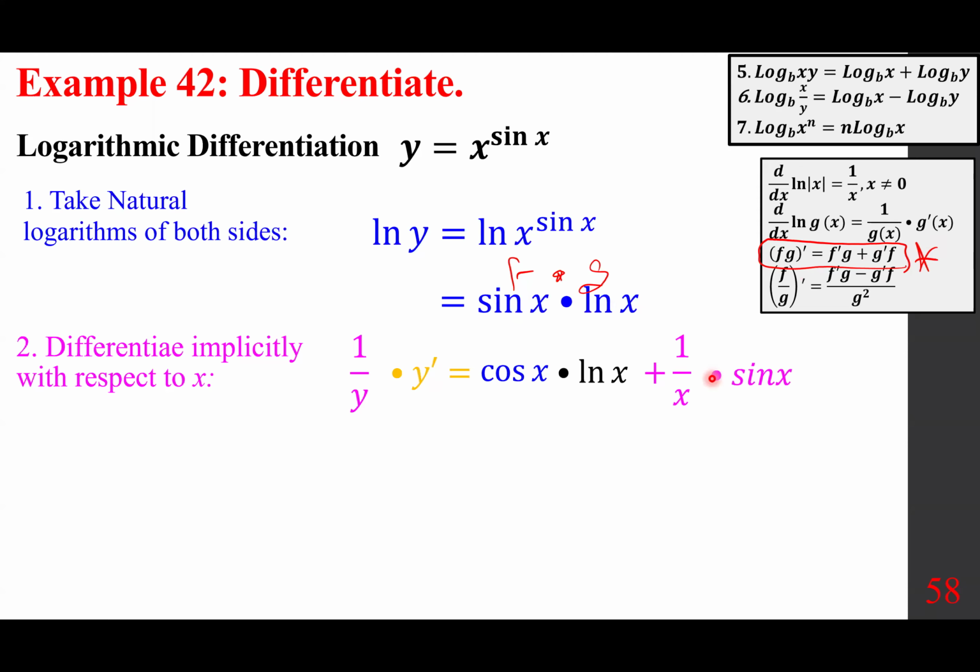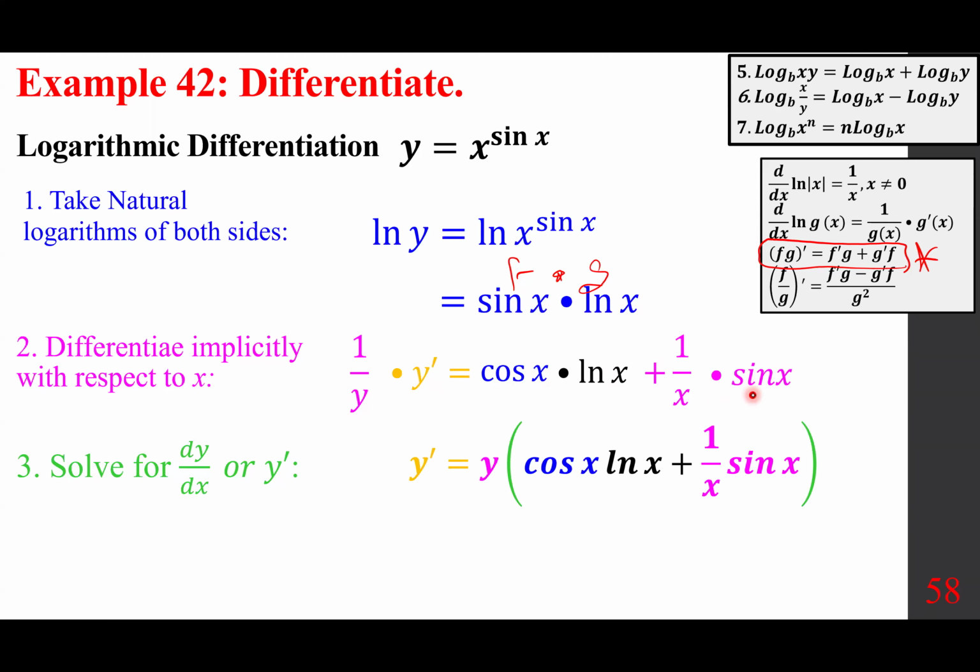And again, this was algebra. We continue with algebra. And at this point, we are going to solve for dy/dx or y prime. Sometimes we call it dy/dx, sometimes y prime. And so y prime is the right side times y. So you take this to the other side, that means multiply by it. y times cosine x ln x plus 1 over x sine x. And now you must replace the y with x to the power of sine x, and you're done.